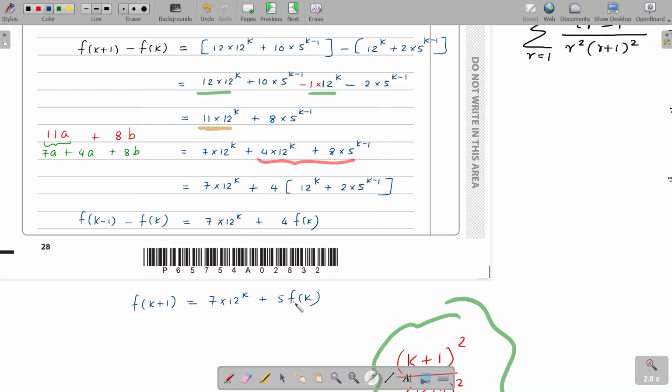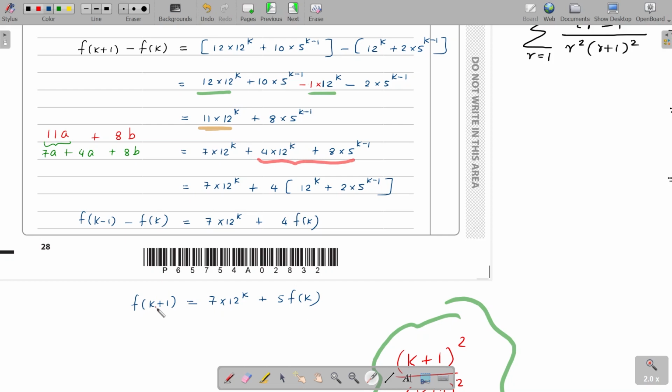Okay, this minus fk, I brought it over here and added with this fk, with the 4fk, and it became 5fk. Why am I taking this here? Because our task was to show that the k plus 1th term is divisible by 7, right? That's what we are supposed to do. Show that the k plus 1th term is divisible by 7.